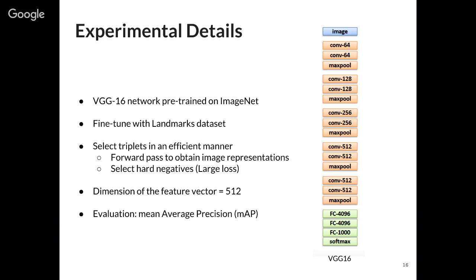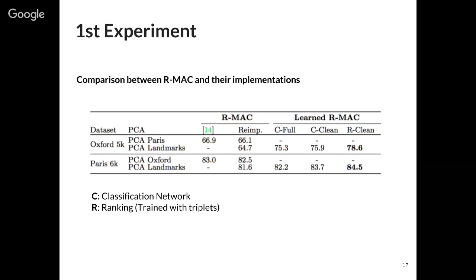Then the experimental details. They use the VGG network pre-trained on ImageNet. They fine-tune with the landmarks dataset. And about the triplets, they say that they select them in an efficient manner. They first do a forward pass to obtain the image representations, and then they select the hard negatives: the non-relevant images to the query, they assign them to the ones that have a very large loss function. And finally, the dimension of the feature vector is 512. And they use mean average precision to compare the results.